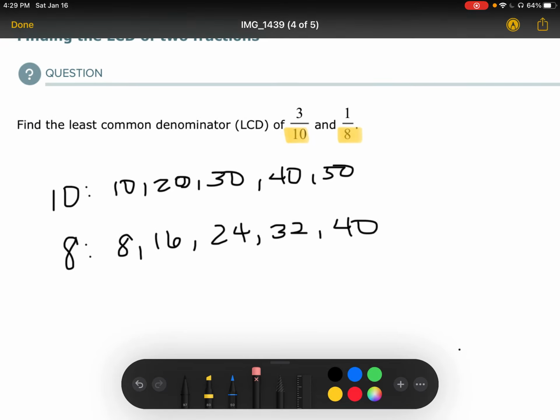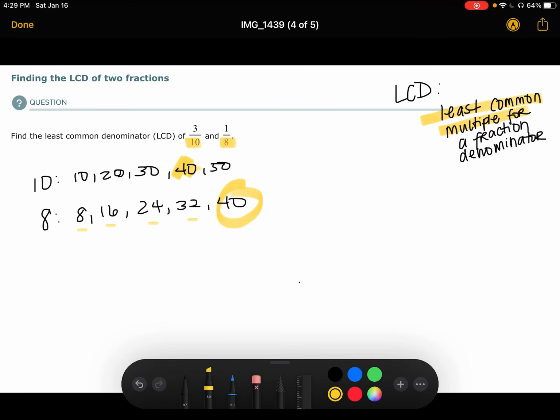So when you do this, you're going to say, okay, what number is the same in both of these lists? Well, obviously, since I have tens, it's going to be something ending in 0. So I know I don't have a 0 there, no there, no there, no there, but here I have 40, and this one's 40. So my least common denominator for this answer is 40.